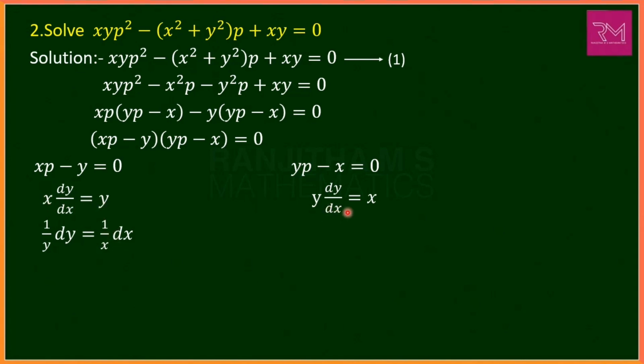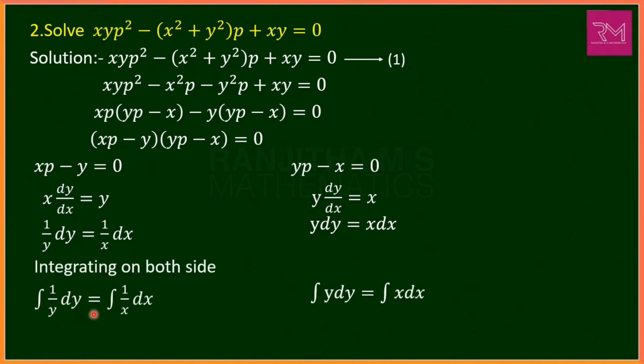Similarly, here if we take dx to the right hand side, we get y into dy equal to x into dx. Next step, we integrate on both sides of the equation. We get integration of 1 by y dy equal to integration of 1 by x dx. Similarly, integration of y dy equal to integration of x dx. Here we know that integration of 1 by y is log y, equal to integration of 1 by x, which is log x plus some integration constant log c. Here integration of y dy is y square by 2, equal to x square by 2 plus some integration constant c.